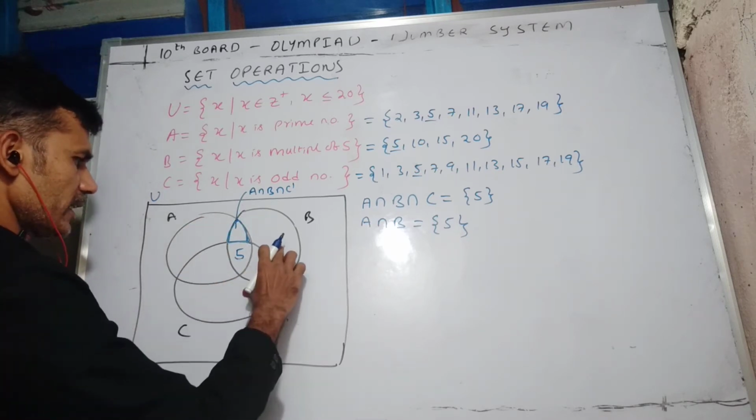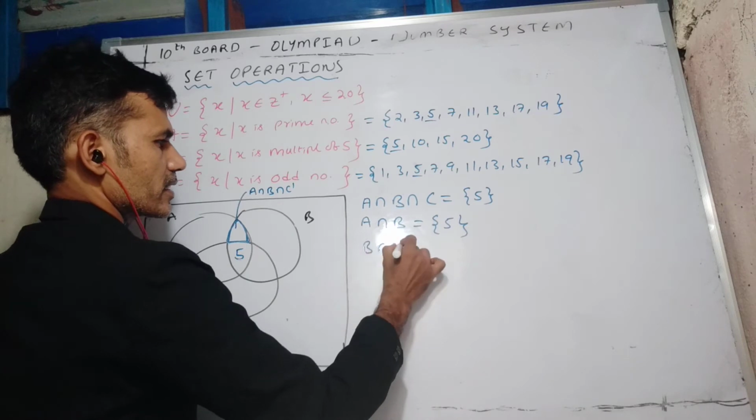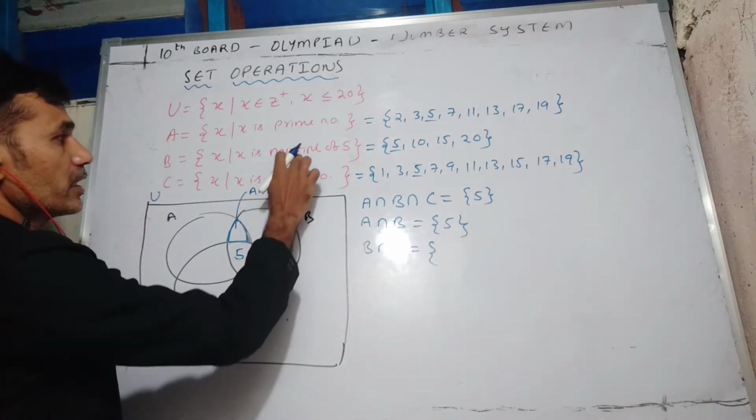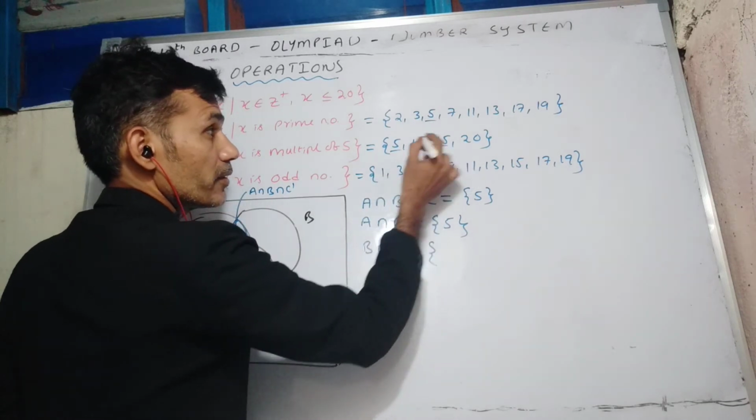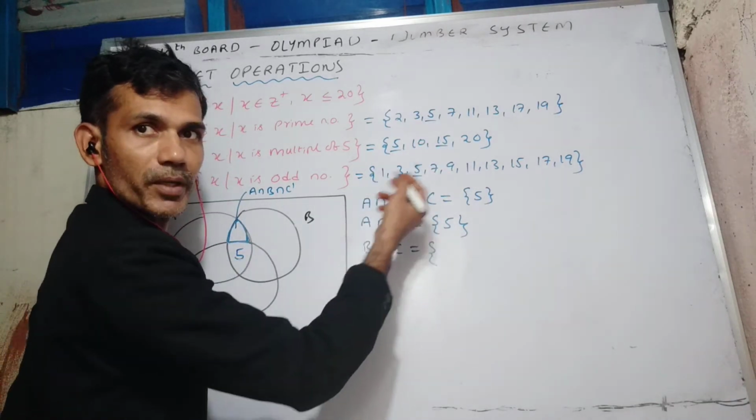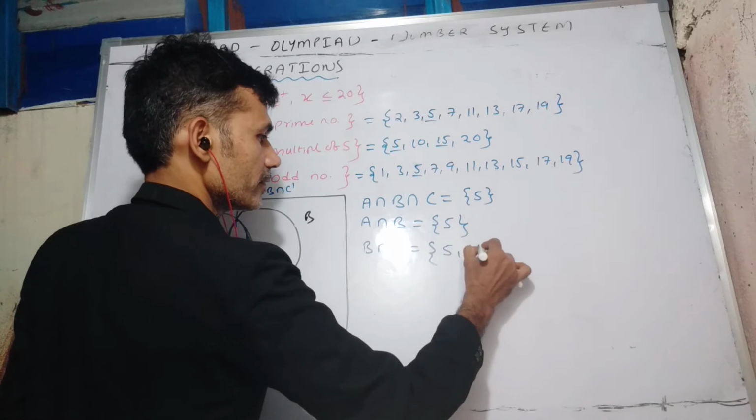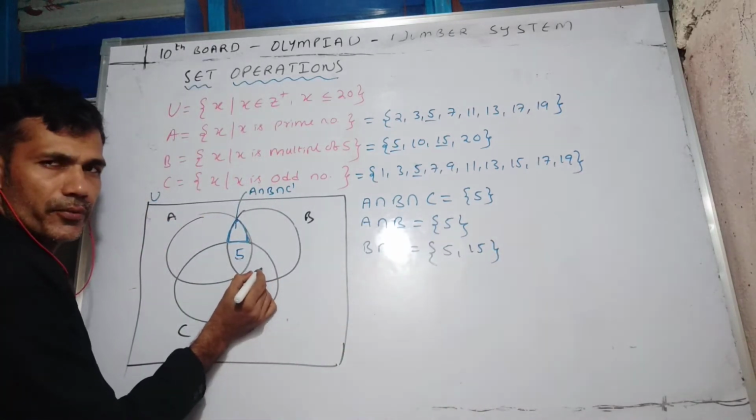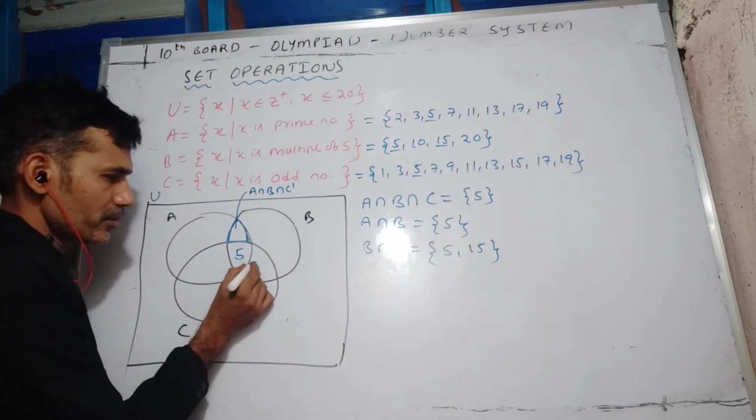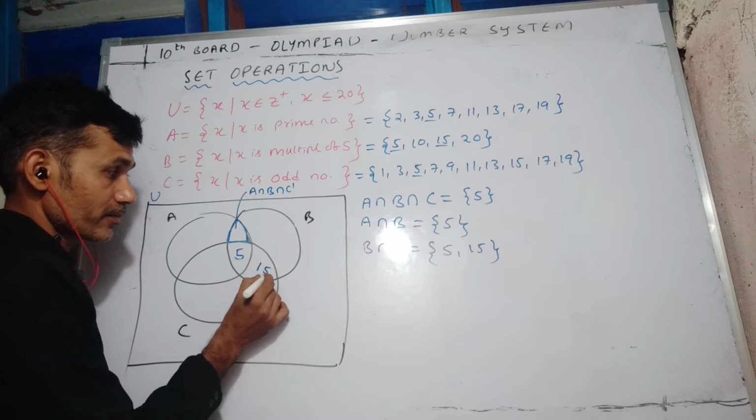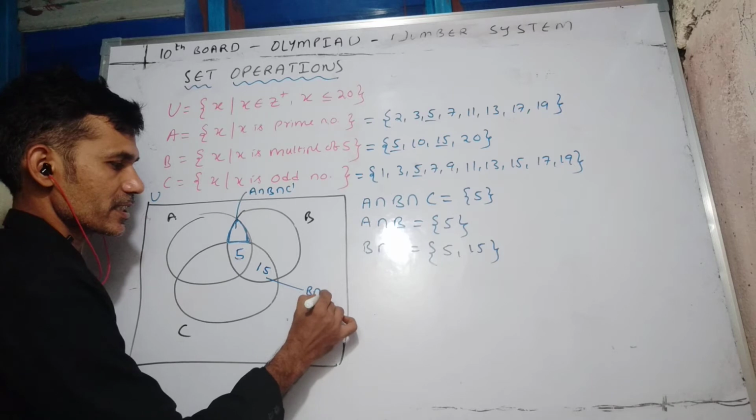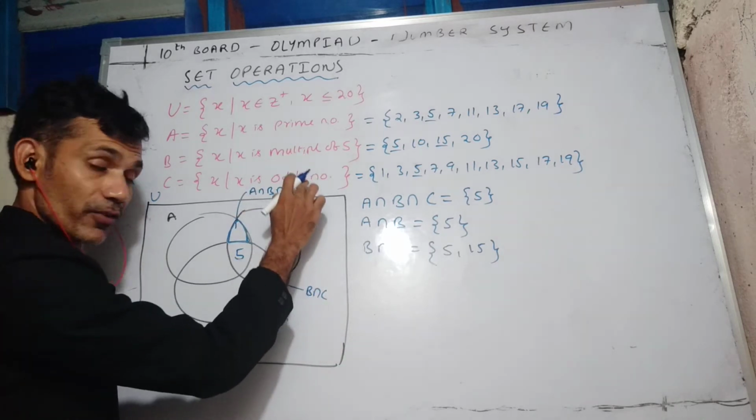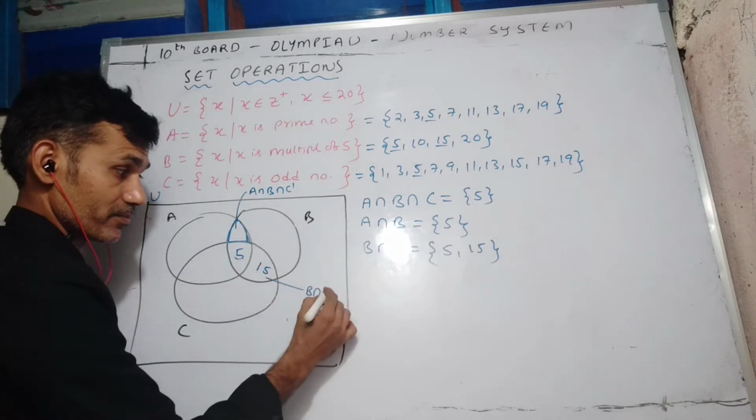Next we'll come to B and C. B intersection C means multiple of 5 and odd numbers. Multiple of 5 and odd numbers: 5, 15 only, no? Remaining are even. So here 5, 15 will be written. Already you wrote 5, so here we need to write 15. This singleton element is there.